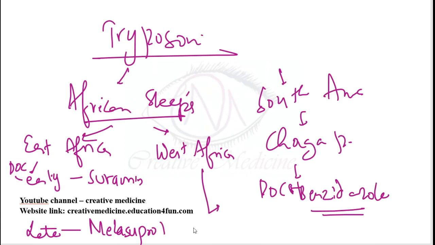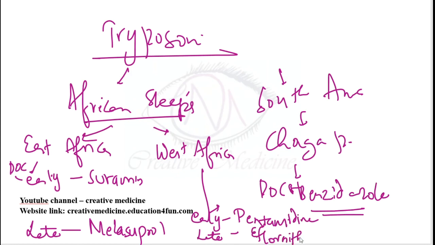Then we have West African sleeping sickness. If it is early, the drug is pentamidine, and if it is late, it is eflornithine. And in East African sleeping sickness, early is suramin and late is melarsoprol.